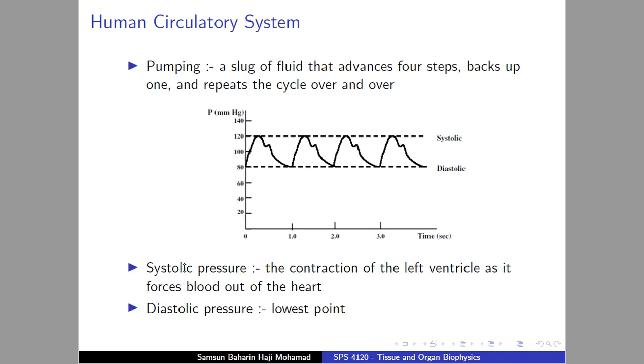Okay, so this systolic pressure is the contraction of the left ventricle as it forces blood out of the heart. Diastolic pressure is the lowest point. Okay, so this one is the pumping of our heart.